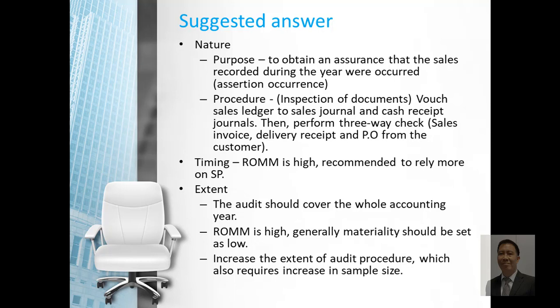With regard to timing, because the risk of material misstatement is high, we recommend relying on more substantive procedures. As for the extent, the audit should cover the whole accounting year for this process because we are auditing an annual financial statement. Again, going back to the audit risk assessment, the risk of material misstatement is high. So generally, materiality should be set low, and then we increase the extent of audit procedure, which will require us to increase the sample size.